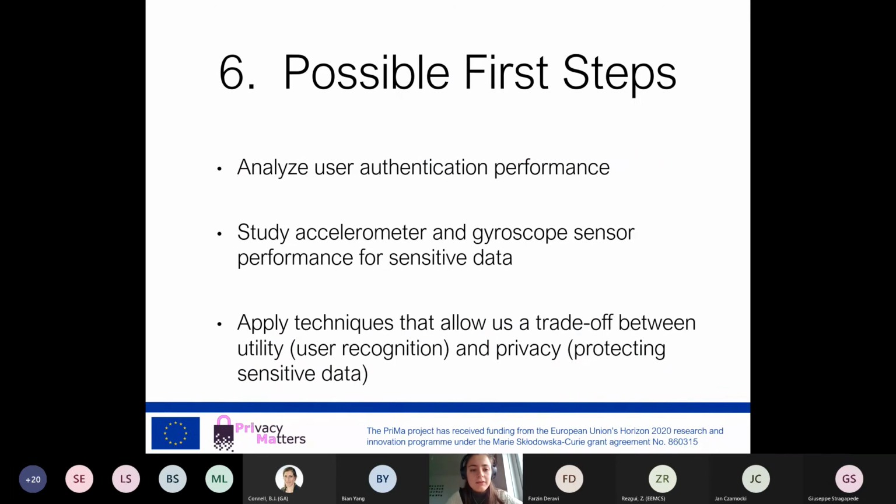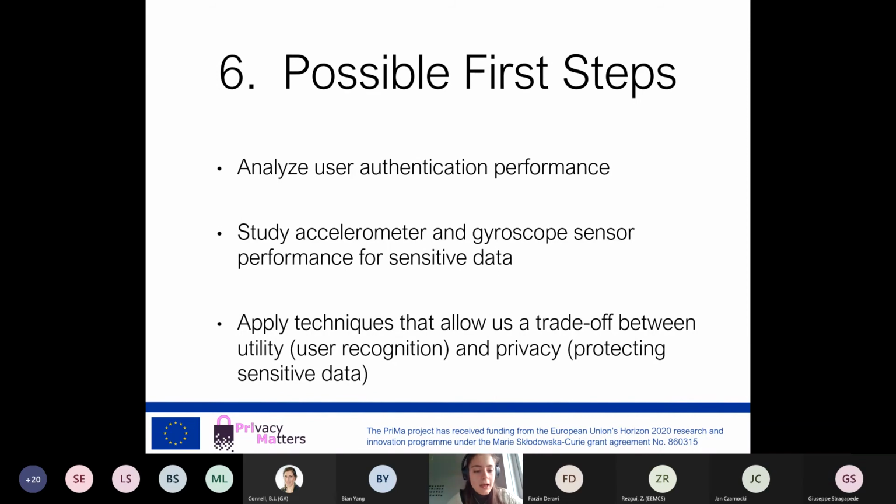So I'm going to explain a little bit the possible first steps in my PhD. First of all, analyze the user authentication performance, so how we can recognize a user with the background sensors. The second one is going to be to study accelerometer and gyroscope sensor performance for sensitive data, because the two datasets that I explained before both have these two sensors. The point is the data extracted from these two sensors and how it can be more accurate.